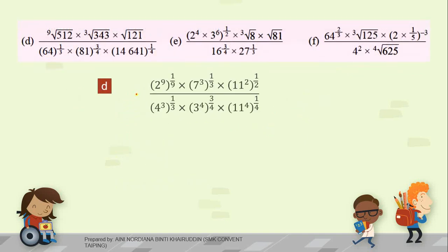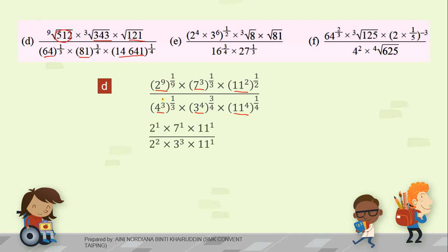So question D. 512 here changes to 2 to the power of 9. 343 changes to 7 cube. 121 changes to 11 square. Same goes to the denominator. 64 changes to 4 cube. 81 changes to 3 to the power of 4. 14,641 changes to 11 to the power of 4.